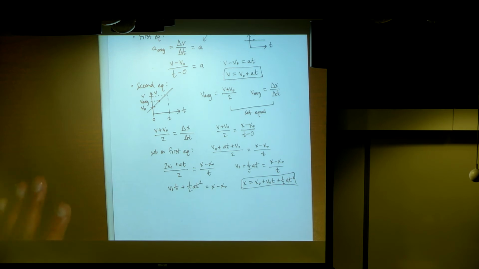We good on that? I have a question. Yeah. On v initial times t, you can get rid of t, right? Because v is meters over seconds, or length over time. So you can cancel that out and you get a position. Yeah, that's right. Unit-wise, that's true.